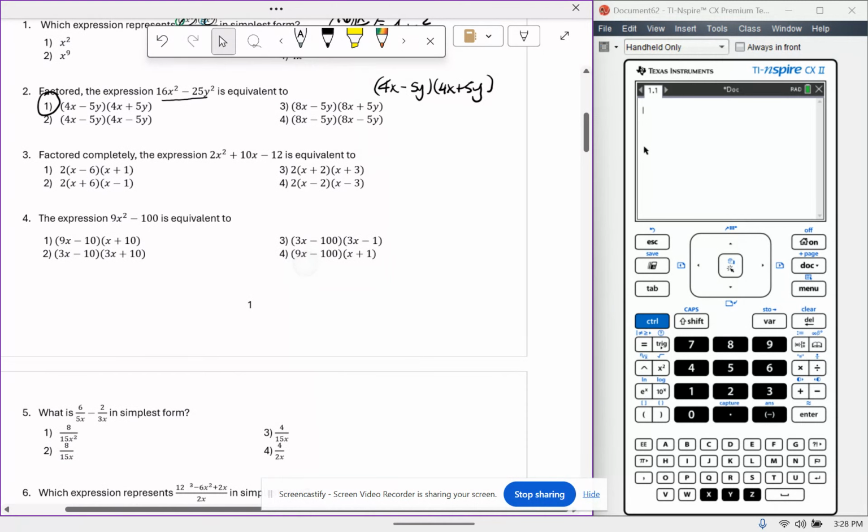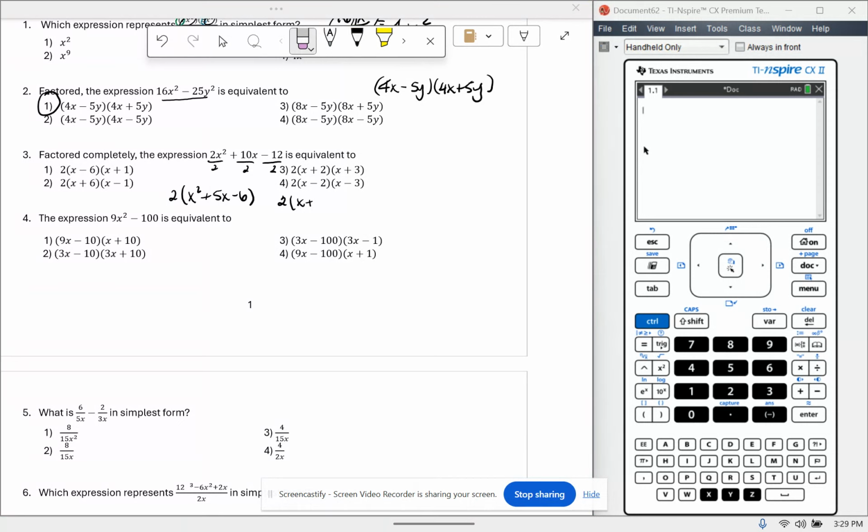Question 3, factored completely, the expression 2x squared plus 10x minus 12 is equivalent to. Let's go ahead and factor out a GCF of 2 because there's a leading coefficient. And then I would get 2 times x plus 6, times x minus 1. I'm looking for the factors of negative 6 that add up to 5, and that's going to be positive 6 and negative 1. That is answer choice 2.